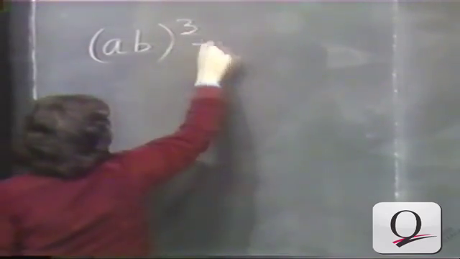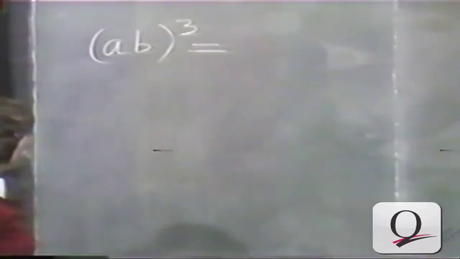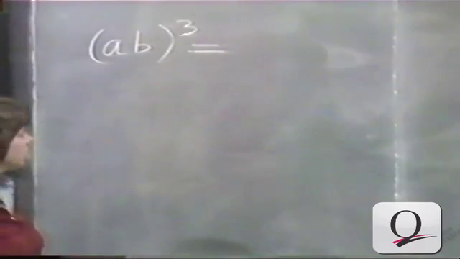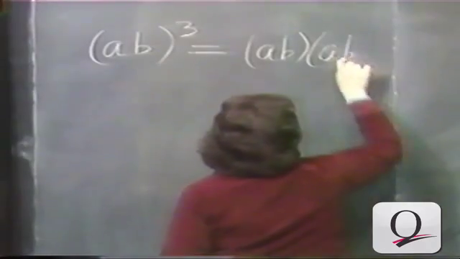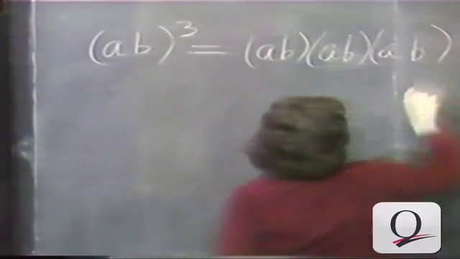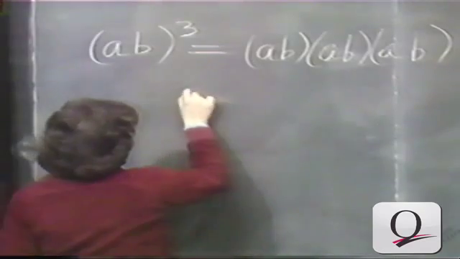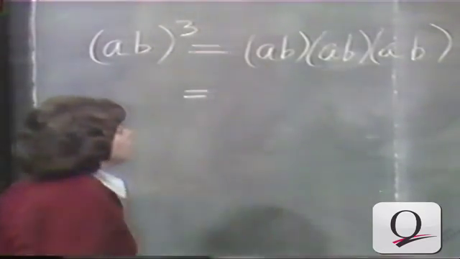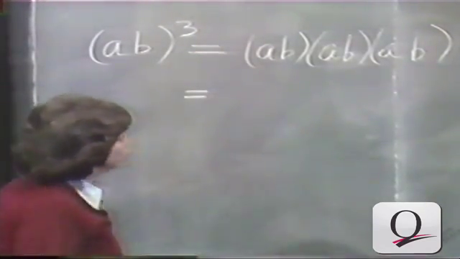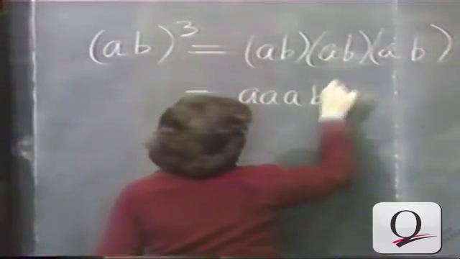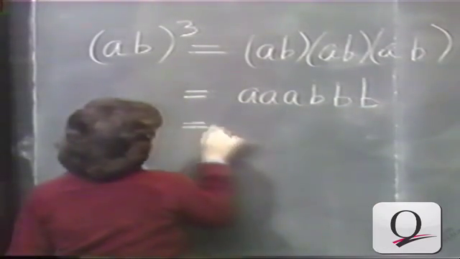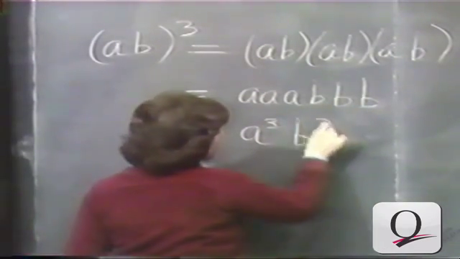Okay, now let's consider something like ab to the 3rd power. Okay, ab to the 3rd power means logically ab times itself 3 times. Now you can reorganize this product using the associative and commutative laws for multiplication to get a times a times a times b times b times b, which is, of course, a cubed, b cubed.